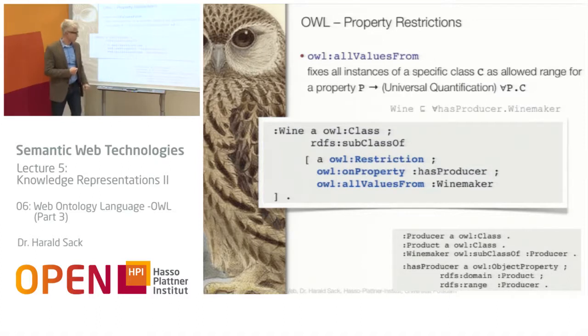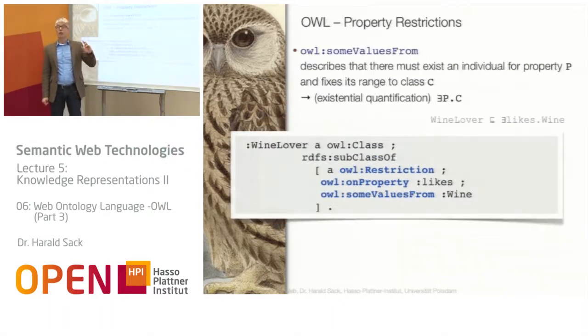And if you take this as a prerequisite, then you can define here the following statement, which says that wine has always a winemaker as producer. So all values from, this is the universal quantification with OWL.